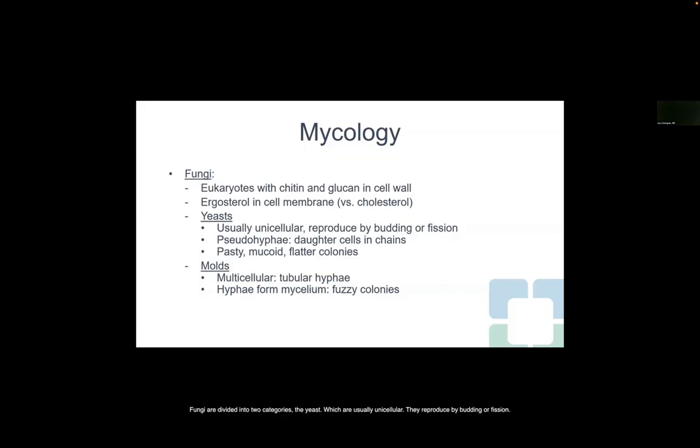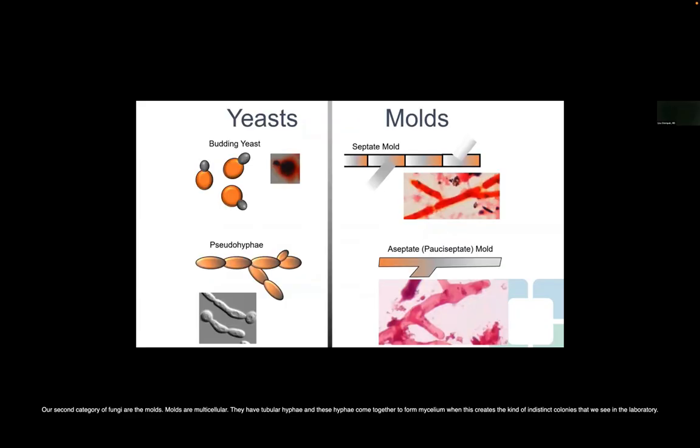Fungi are divided into two categories: the yeast, which are usually unicellular. They reproduce by budding or fission. They have pseudohyphae, which are daughter cells in chains. And morphologically, on culture, the colonies are pasty, they're discrete, some can be mucoid or flat colonies similar to bacteria. Our second category of fungi are the molds. Molds are multicellular. They have tubular hyphae, and these hyphae come together to form mycelium, which creates the fuzzy, kind of indistinct colonies that we see in the laboratory.